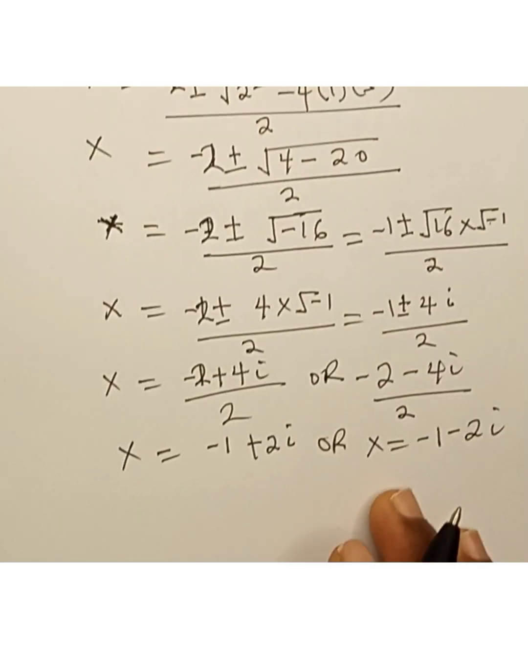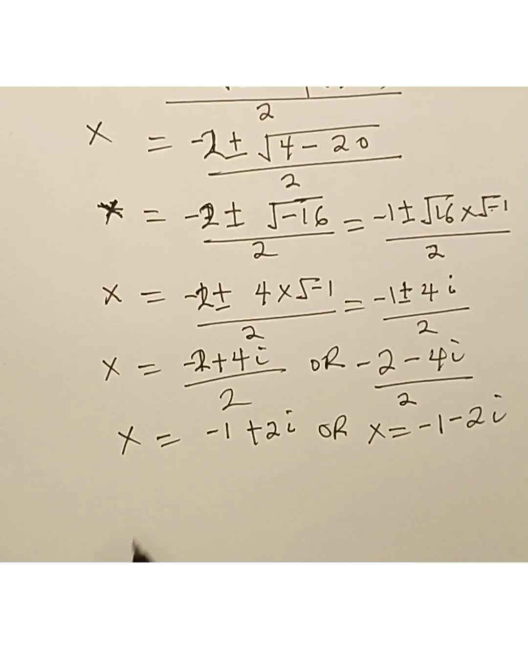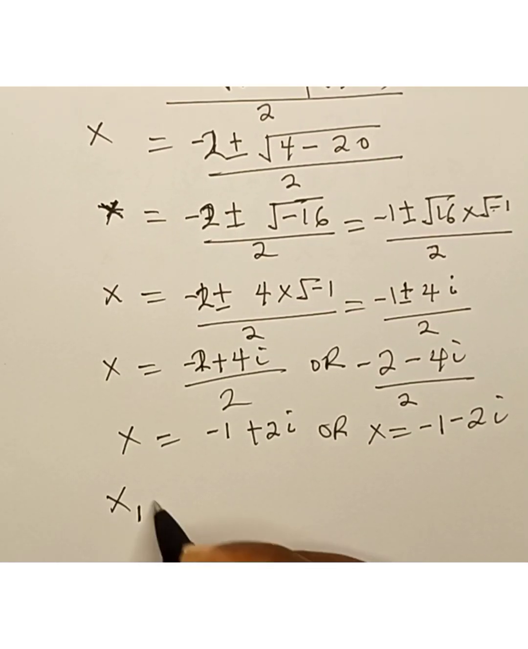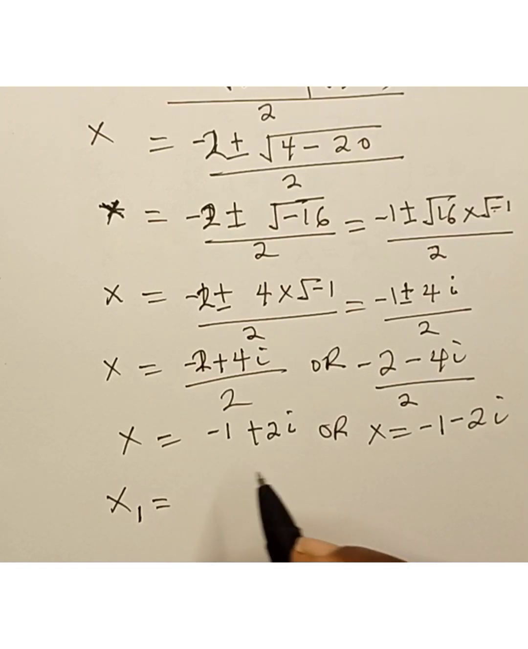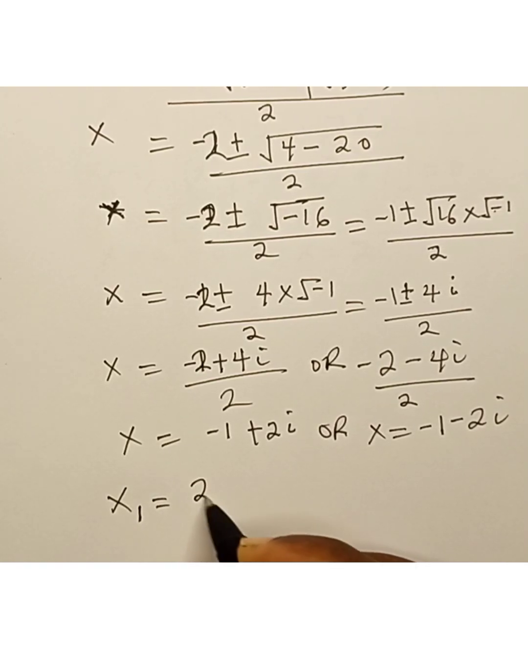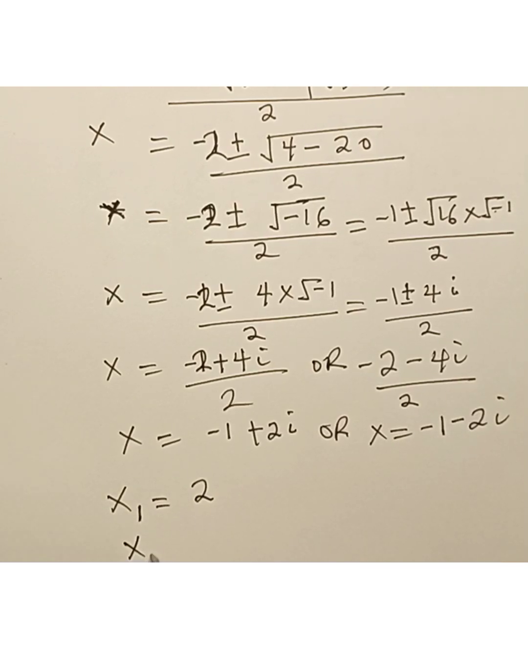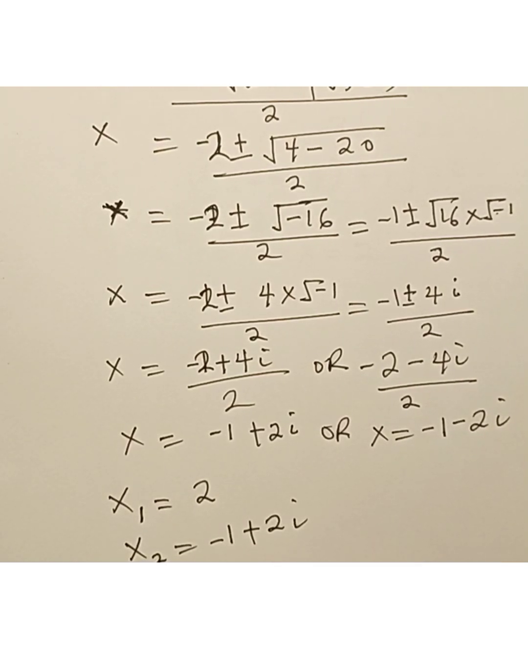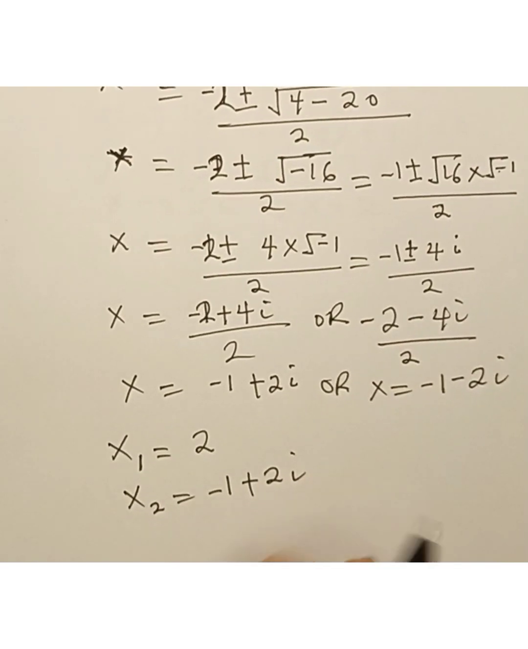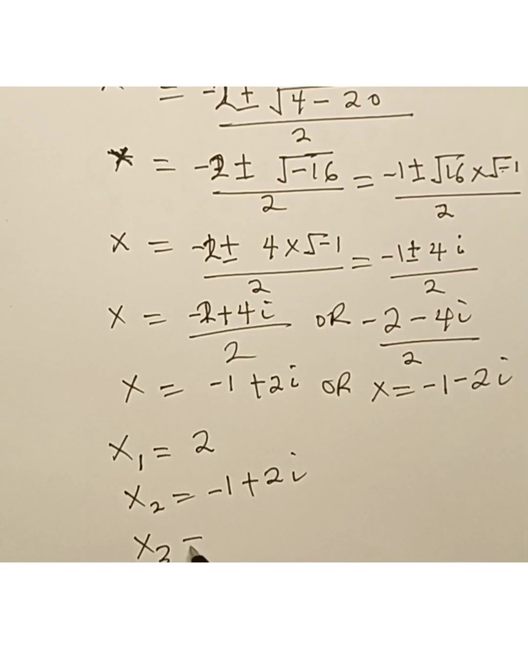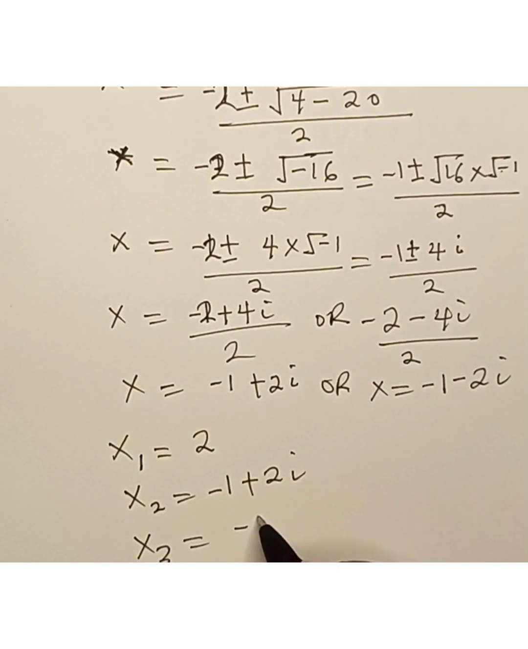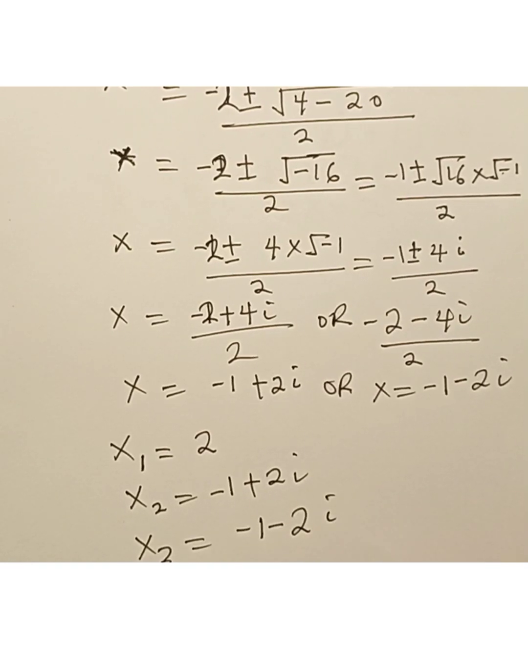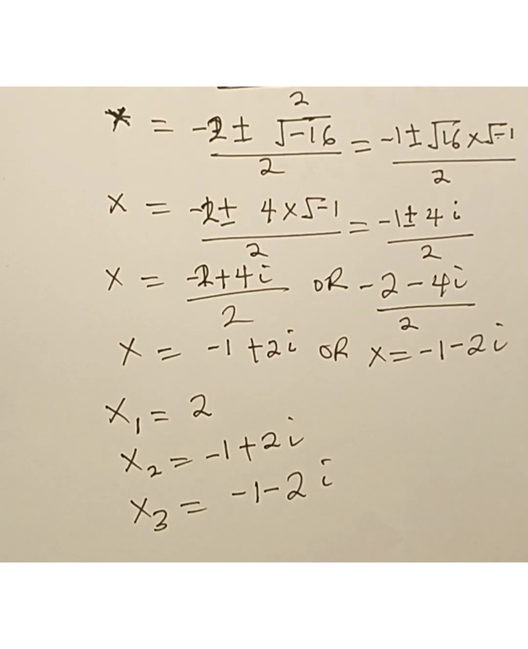So the solutions to this equation now become: X1 equals, the first equation we solved, we got 2. The second one, X2, will be minus 1 plus 2i. Then X3 will be minus 1 minus 2i. That is all we're going to have for this equation.